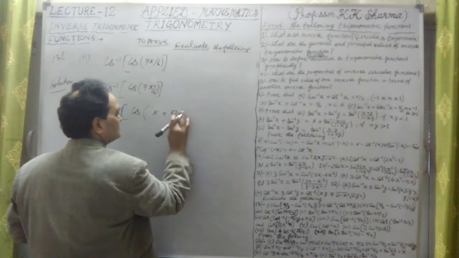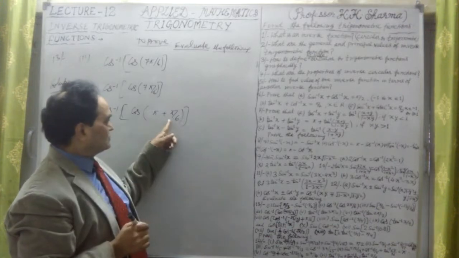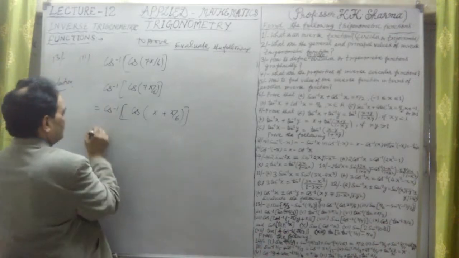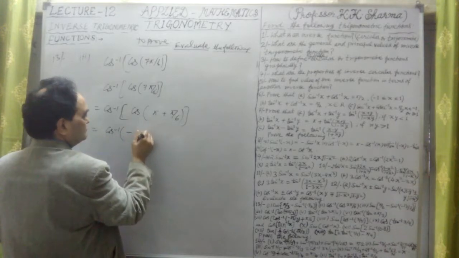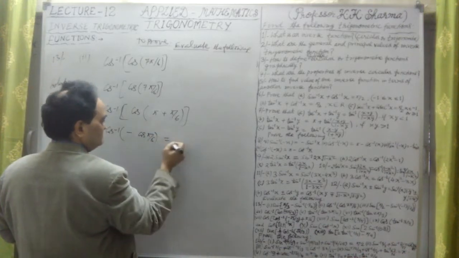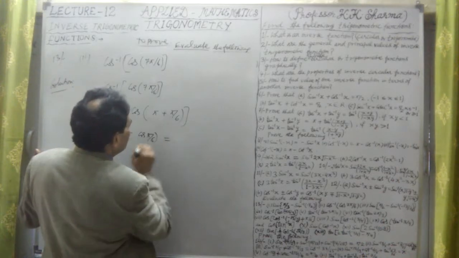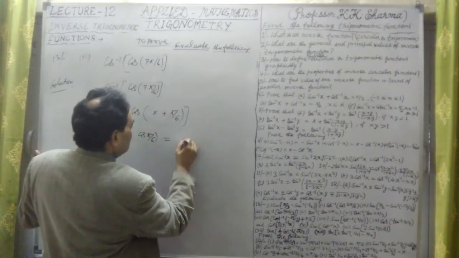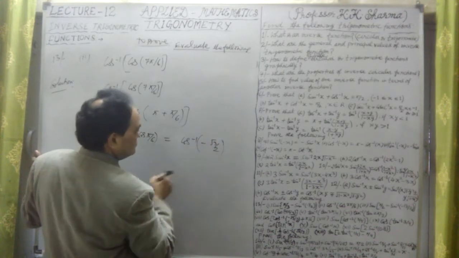Now it is in the third quadrant. Why third quadrant? Pi plus theta. The third quadrant is negative. It will be cos inverse of minus cos pi by 6. Cos pi by 6 is cos 30 degree, and cos 30 degree is root 3 by 2. It is nothing but cos inverse of minus root 3 by 2.